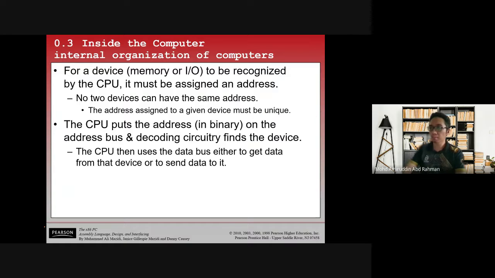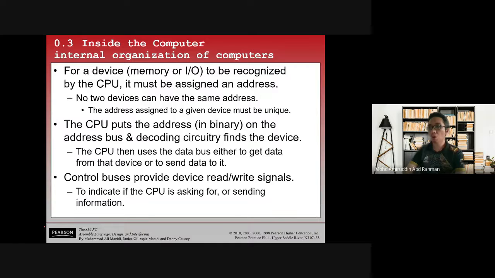Okay, CPU then use the data bus either to get the data from the device or send it. Once the data established, dah jumpa dah tempat tu kat mana, dah locate dah address dia, then can use the data bus to get the data from that device or to send the data to it. Okay, ini function control bus. Control buses provide the device read or write signal to indicate if the CPU is asking for or sending the information. So dia tujuan ni control lah.